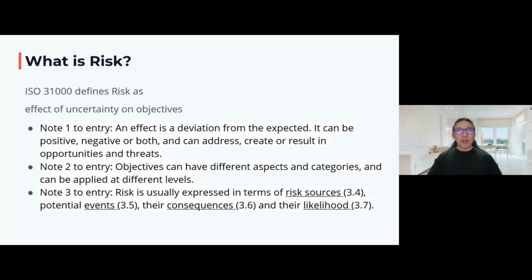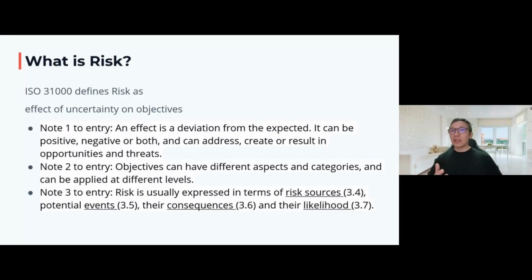What objective are we referring to? It could be your business objectives, it could be your security objective. In achieving your objective, there could be uncertainty. For example, running a business. When you want to run a business, there could be a lot of uncertainty. And it actually added a few notes below there.